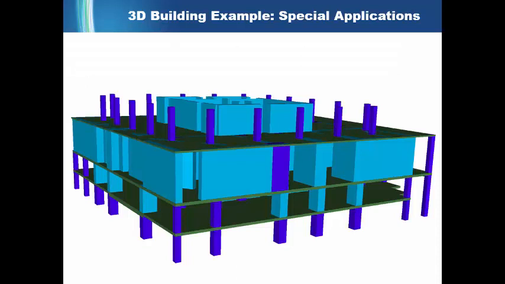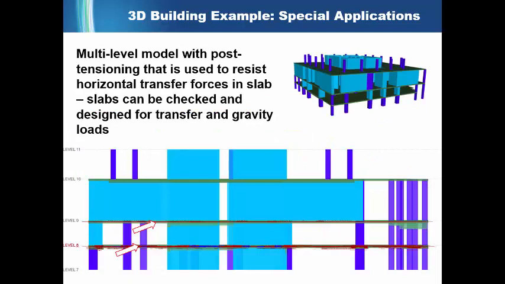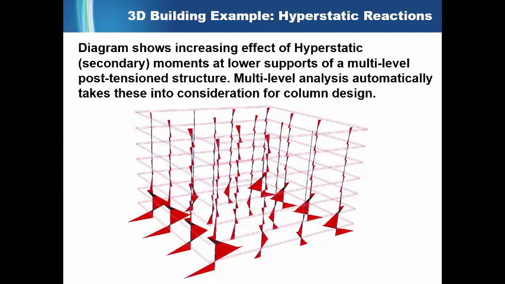Transfers are not limited to columns. Where you have irregular geometry, hanging walls, and transferring walls, the solution in ADAPT Builder can handle and design for transfer and gravity loads. The ADAPT Builder solution allows for the direct analysis of hyperstatic forces, which are automatically considered in the global solution. This removes the need for engineers to manually calculate these forces and apply them to their 3D models, saving time and effort.